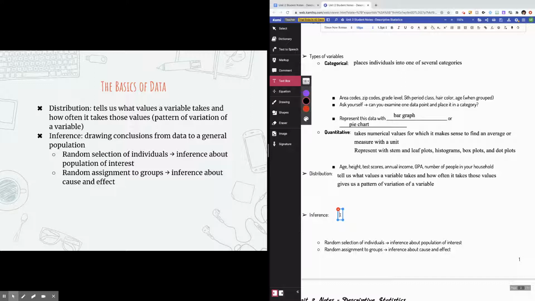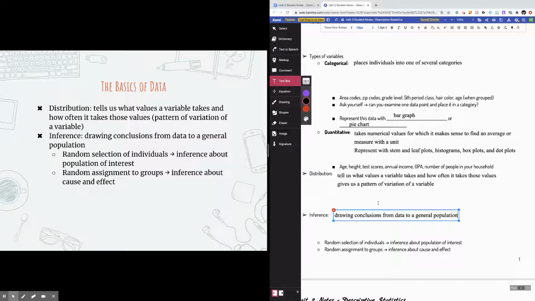So inference is our ability to draw conclusions from data to a general population. Inference is the point of essentially everything that we're doing in statistics. Remember I told you at the beginning of the year, when we first started this course, that statistics is a search for the truth.